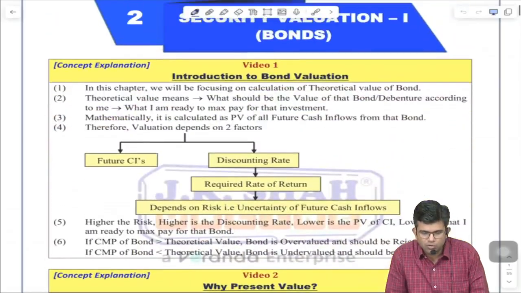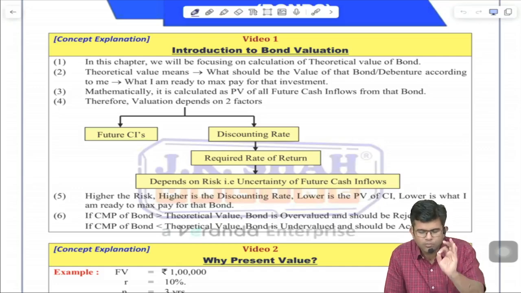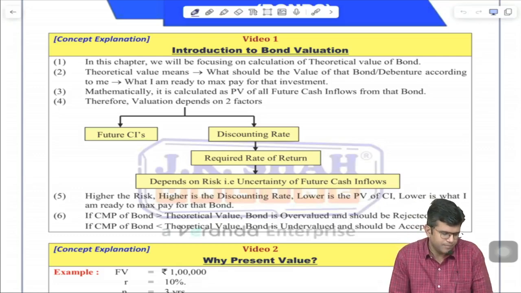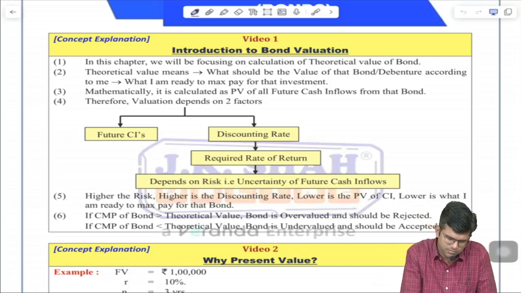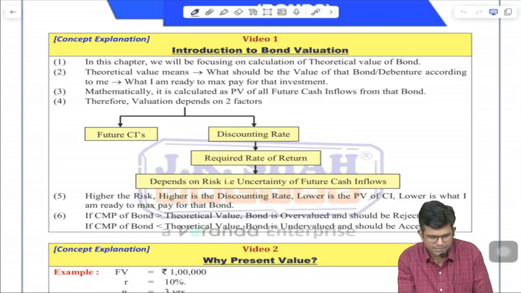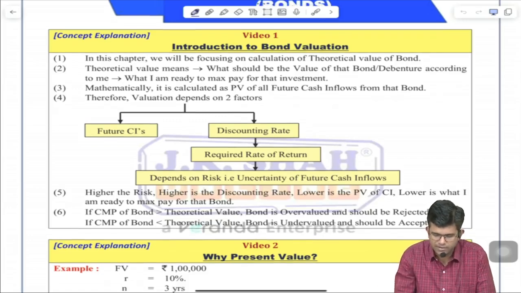Everyone ready? So in the notebooks, write down module 1, and give the heading basic valuation of bonds. Basic valuation of bonds. And start writing this first entire 6 points.